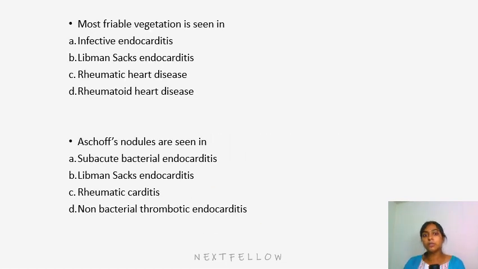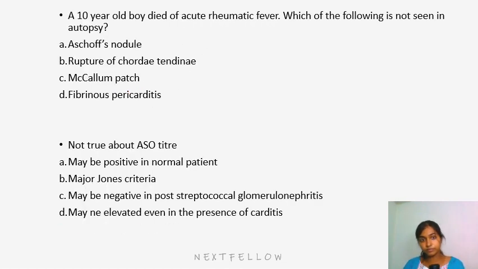Coming to the next one, the most friable vegetation. So we have seen in infective endocarditis, the vegetation will be bulky and friable. So this increases the risk of embolisms. So the answer is infective endocarditis. Next question, Aschoff nodules are seen in. So we have seen Aschoff nodules are seen in rheumatic heart disease. Aschoff nodules contain T lymphocytes, plasma cells as well as Anitschkow cells. So it is seen in rheumatic carditis.